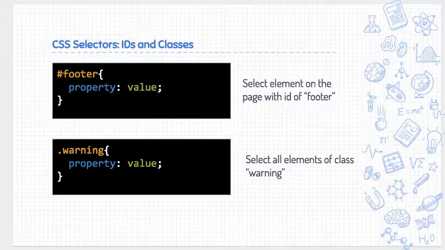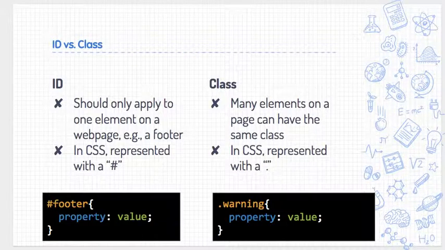The main difference between IDs and classes is that an ID should only apply to one element on a web page. For example, a footer. Most web pages will only have one footer, whereas a class would apply to many elements of the page. For example, like a warning, you might have multiple warnings throughout the page. In CSS, IDs are represented with a pound sign or a hashtag, whereas classes are represented with a period, as in this example.